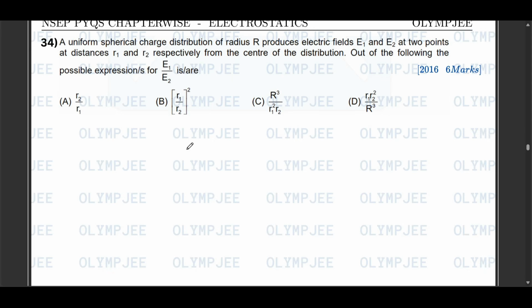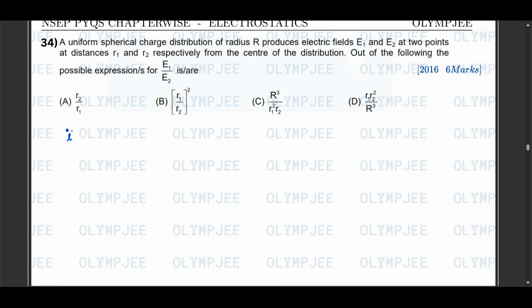Moving on to question 34, we have a uniform spherical charge distribution of radius r produces electric fields E1 and E2 at 2 points at distance r1 and r2 respectively from the center of the distribution. Out of the following possible expressions for E1 by E2 is /r. Okay, so there will be many cases for this.